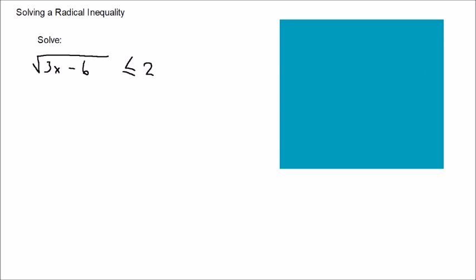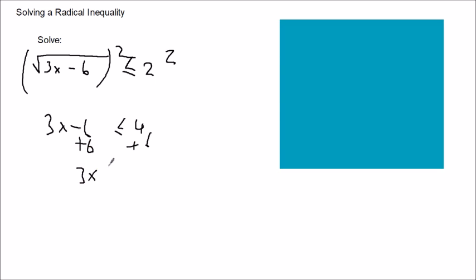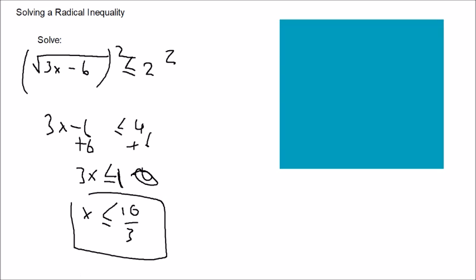Solving radical inequality. That's just simple. Square root of 3x minus 6 is smaller than 2 this time. So we'll square both sides. You'll get 3x minus 6 is smaller than or equal to 4. We'll add 6. We'll get 3x is smaller than or equal to 10. And then we'll get x is smaller than or equal to 10 over 3. And that is our initial inequality.